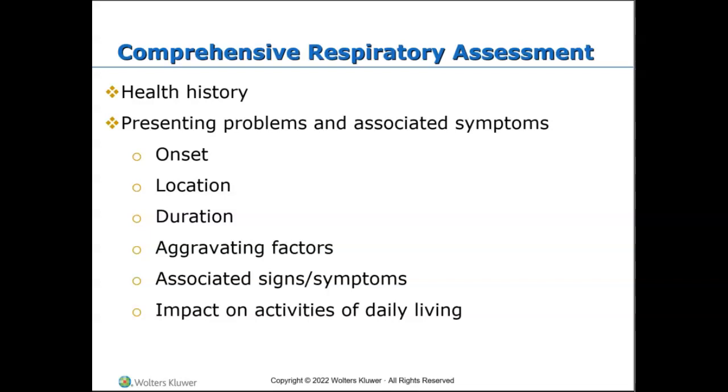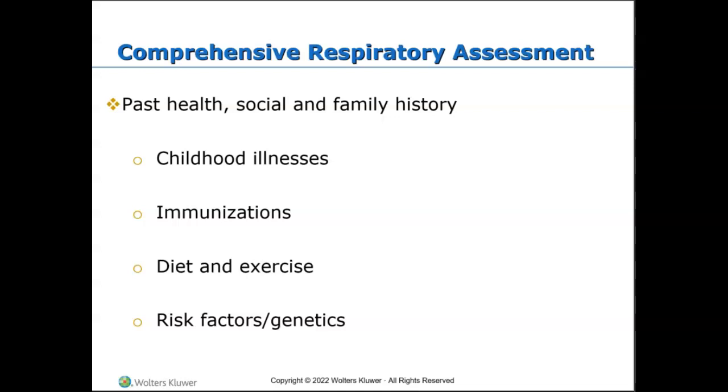And when we're doing our comprehensive respiratory assessment, we already talked about this in the other video. These are all the things you're going to collect. I'm not going to cover it again because it's in the other video. We are definitely looking at past medical history, social history, family history. Childhood illnesses are really important. Immunizations, diet and exercise are important. And then, of course, risk factors, including genetic ones, right?